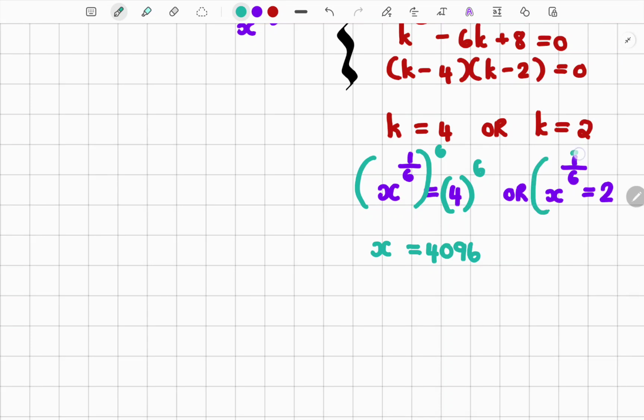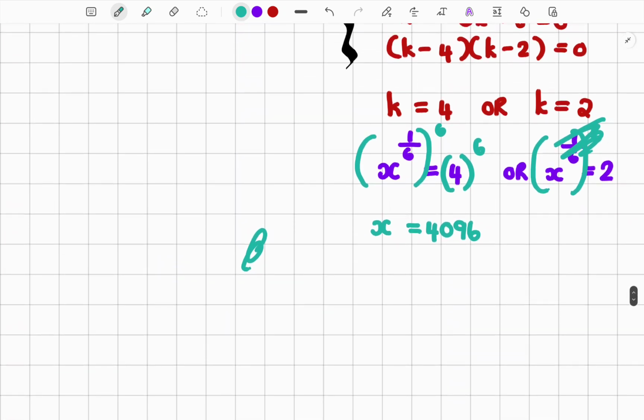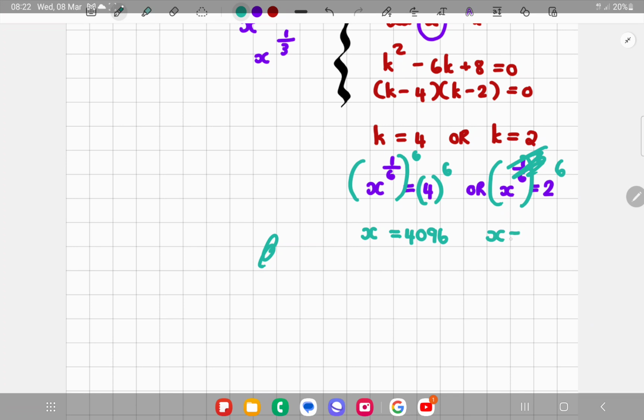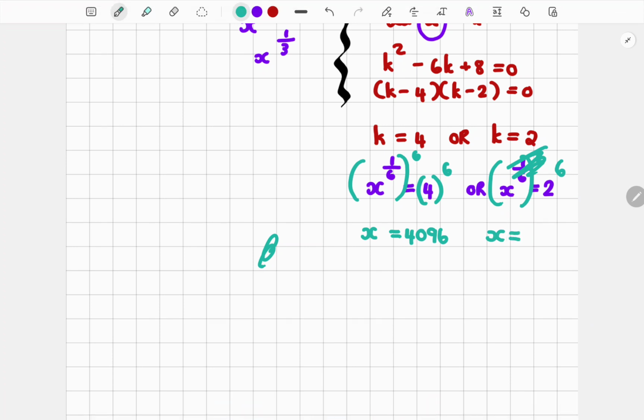Or if we do this, and raise it to the power 6, that will fall away. But what you do on the one side, you have to do on the other side. It doesn't want to let me write there for some reason. Let's do that. Okay. Or x is equal to 2 to the power 6, which is 64.